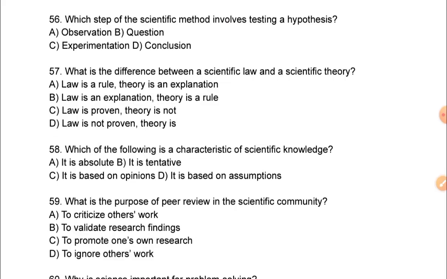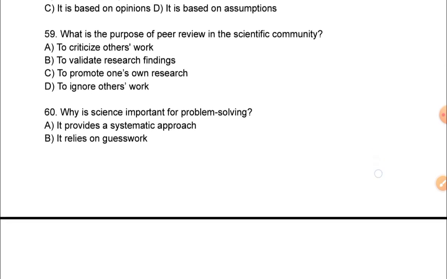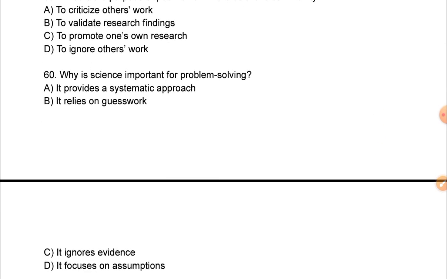Question 59. What's the purpose of peer review in scientific community? So the purpose of peer review in a scientific community is that it helps to validate research findings. Peer review means you allow fellow scientists to question and look into what you have done. So why is science important for problem solving? Science is important for problem solving because it provides a systematic approach.